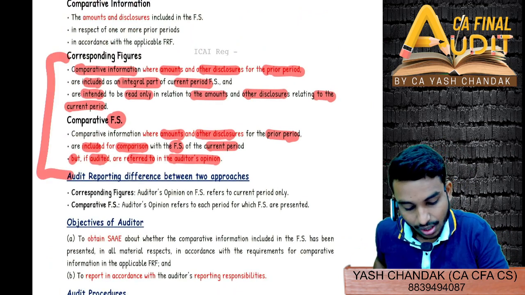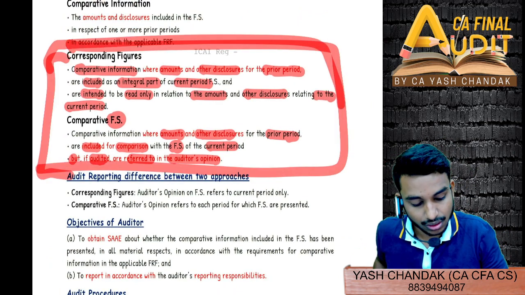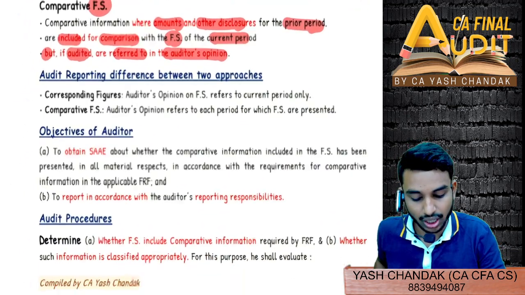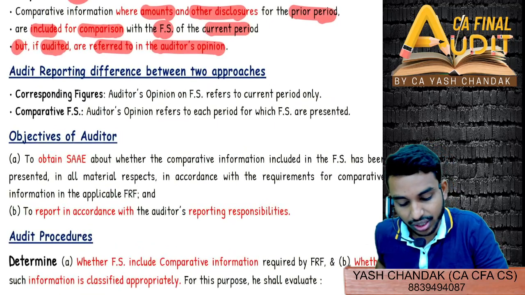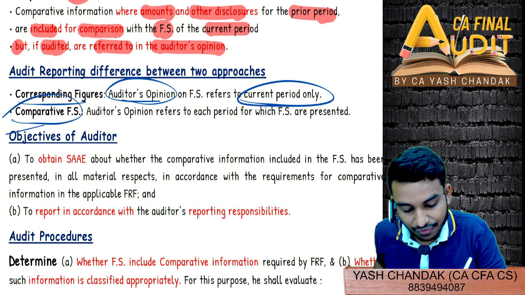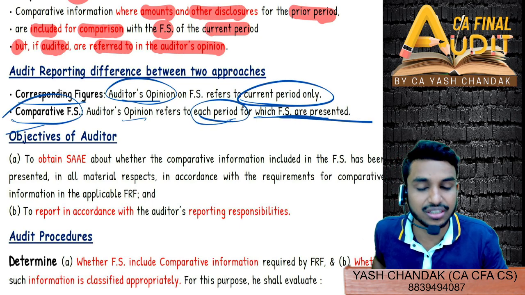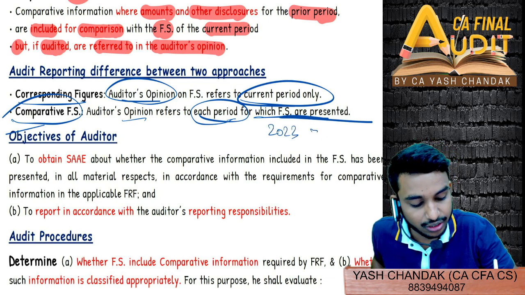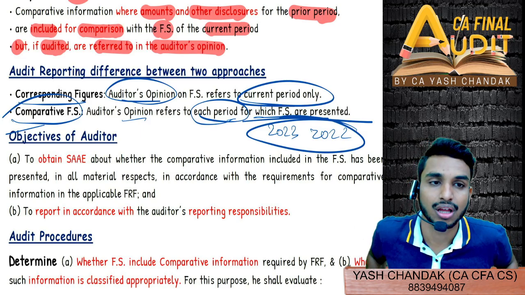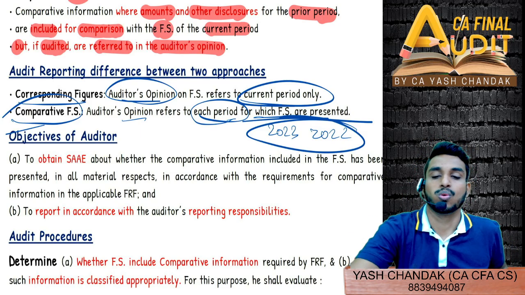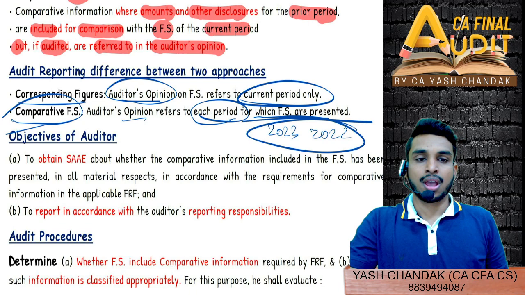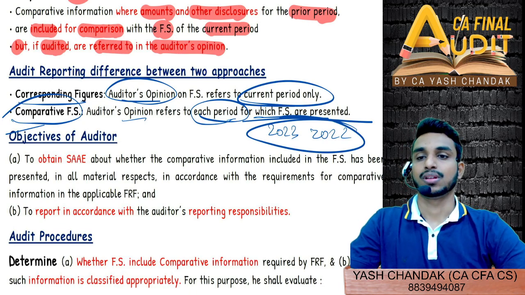ठीक है? Yes, okay or not? So see here, in corresponding figure, auditor's opinion refers to current period only. However, for comparative FS, auditor's opinion refers to each period for which financial statements are presented. So if you are presenting for 2023 and 2022, you will have to cover your opinion on both the years generally. ठीक है?